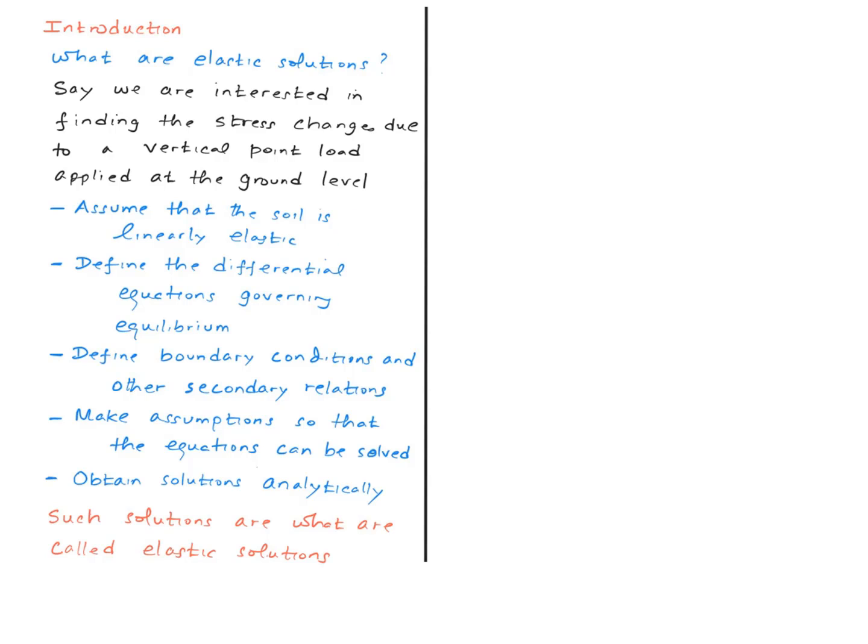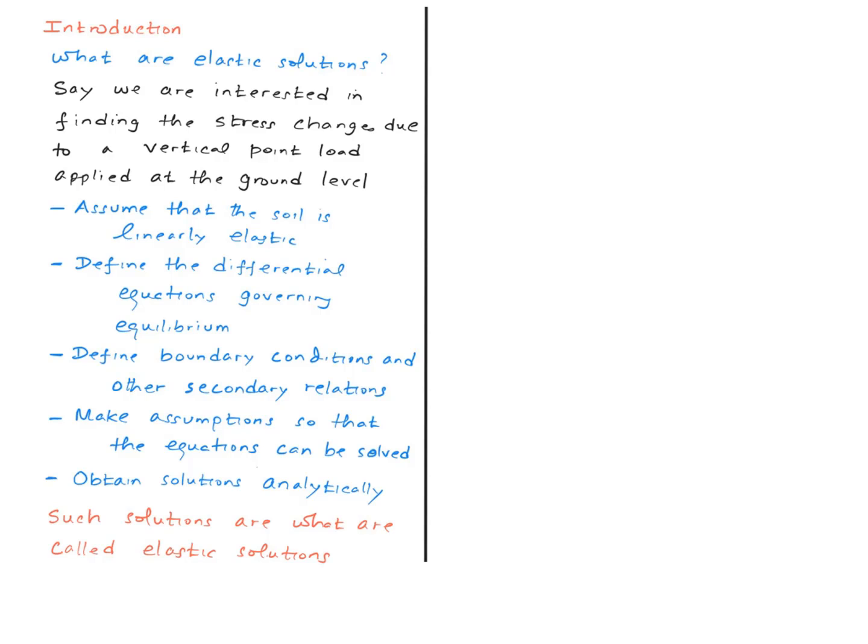Then we define the differential equations governing equilibrium. Then we define the boundary conditions and other secondary relations such as strain displacement relations. At this point, we try to solve the equations, but we find that the equations are still a little bit complicated. So what you do, you make some assumptions so that the equations can be solved analytically. The solutions obtained in this manner are what are usually called the elastic solutions.